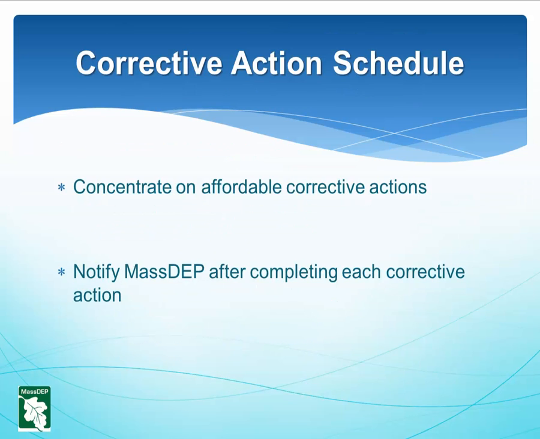Corrective action schedules. When taking corrective actions, do not put in wish list items or work that you do not know you can fund because these will be enforceable. It is the PWS's responsibility to notify MassDEP when each corrective action on the schedule is completed.